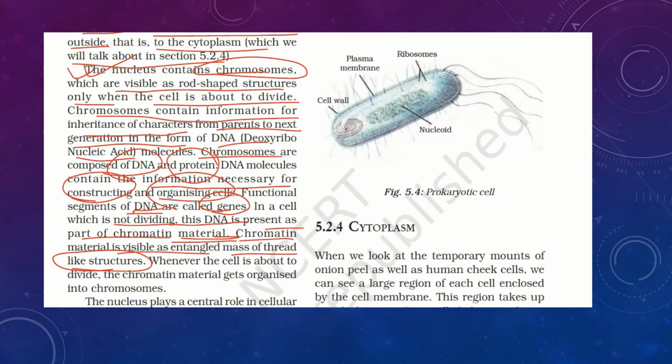Whenever the cell is about to divide, the chromatin material gets organized into chromosomes, right? So, what is happening here? We will go into details again with the diagram.